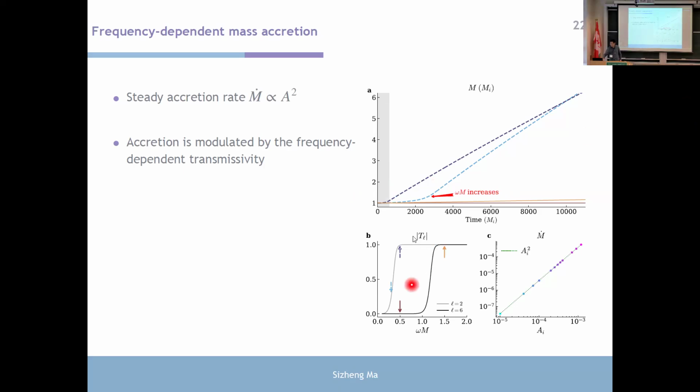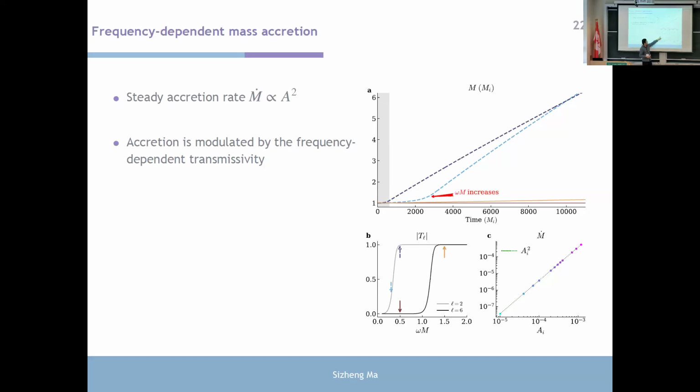So as a result, we can look at this light blue curve. This is especially interesting. At the beginning, we inject a wave at a low frequency. So the transmissivity of the system is quite low. And you can see that the black hole barely accretes mass. But over time, this black hole becomes a little bit larger. Then the effective frequency seen by this black hole, which is controlled by omega times M, becomes bigger.